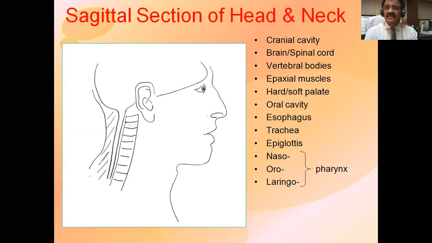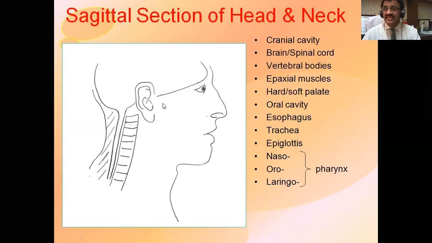You can see first comes the cranial cavity, which, as you know, has the brain and spinal cord in it. Then you can see the vertebral bodies here. Then you can see the epaxial muscles around it. Epaxial means above the axis. You can see the epaxial muscles here.